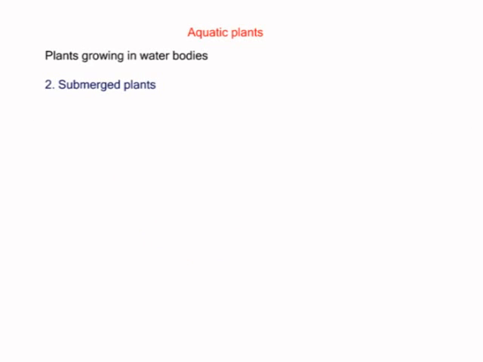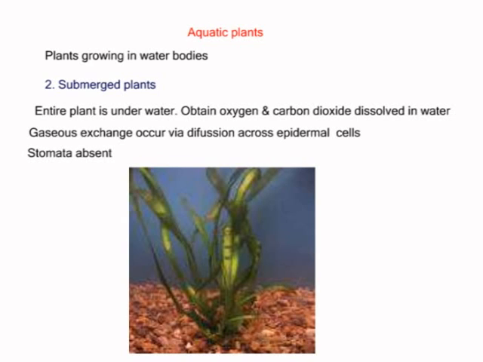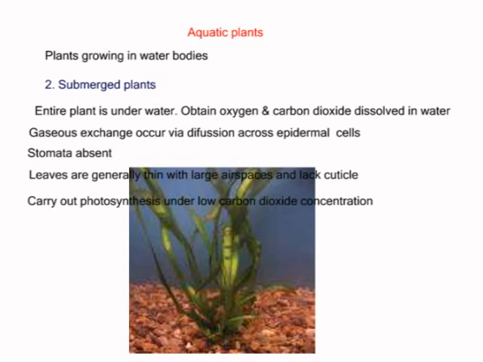Submergent plants. In submergent plants, the plant is under the water and they obtain gases from the carbon dioxide and oxygen dissolved in water. Gaseous exchange occurs through the epidermal cells. Stomata are absent in submergent plants. The leaves are generally thin with large air spaces and lack the cuticle. These plants are able to carry out photosynthesis under low concentration of air.